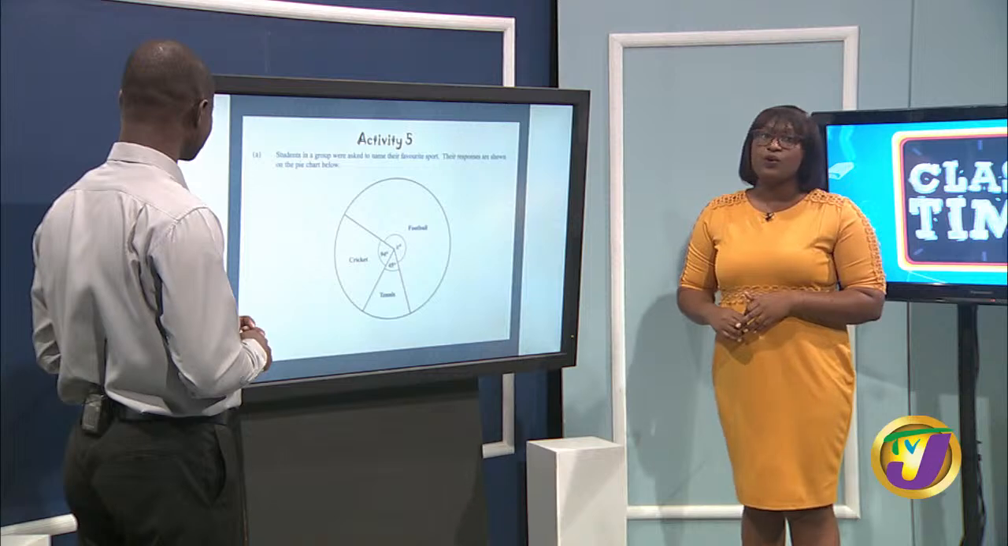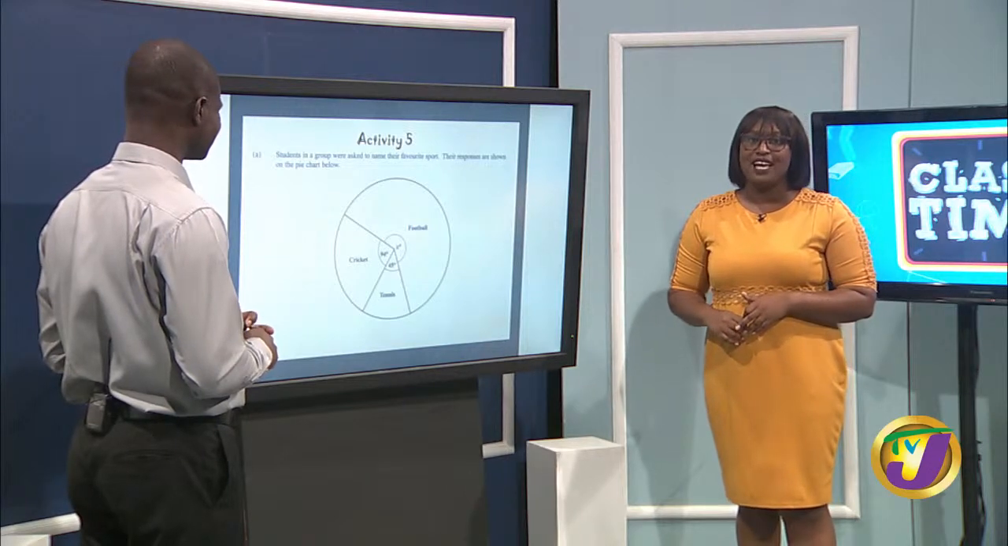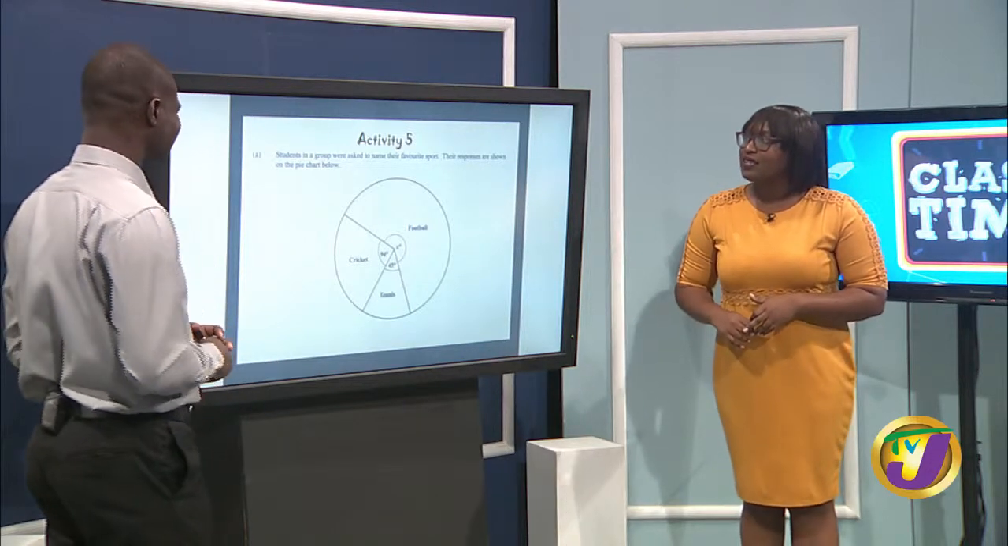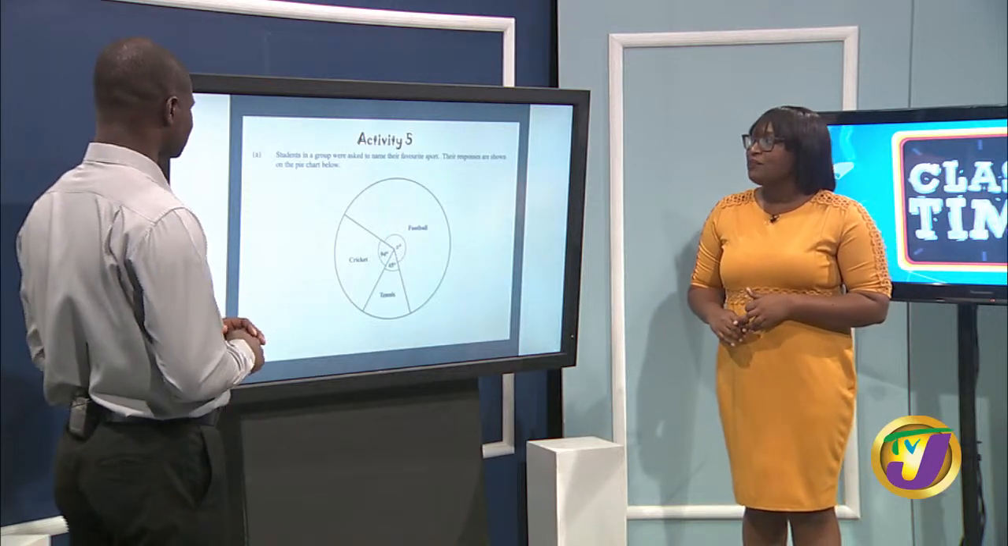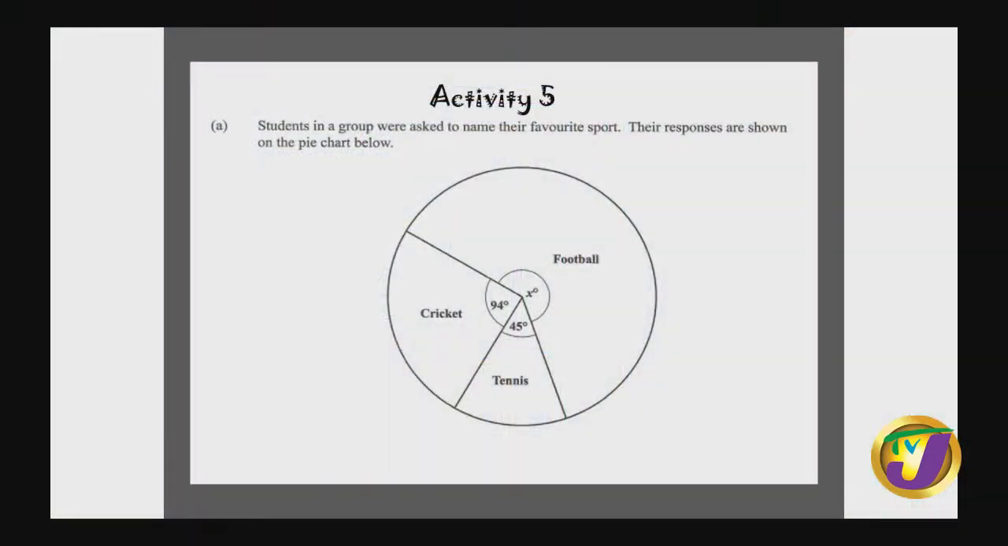All right, so here we have activity 5. Students in a group were asked to name their favorite sport. Their responses are shown on the pie chart below. These students like football, cricket, and tennis. Boy, I don't even know if I'd be very good at any one of these.